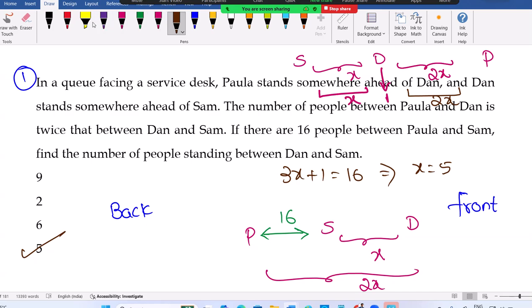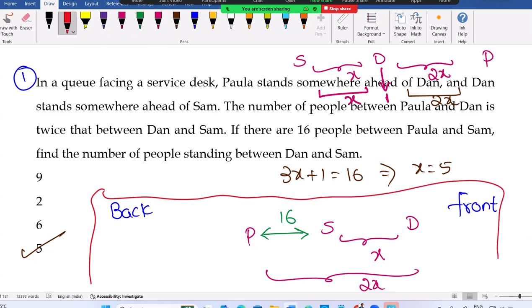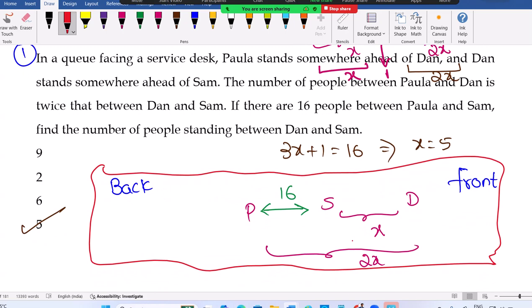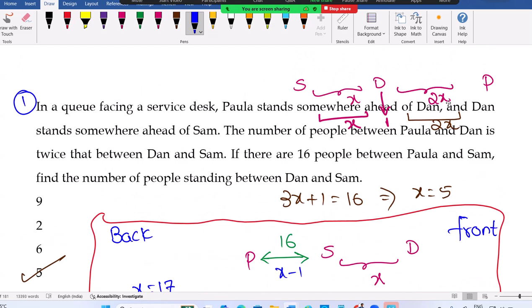I do agree there are two possibilities in this question, but using options this is eliminated. Why, sir? See, among 2x, here x gone, this is x plus 1. In fact, between these two is x minus 1. Why, sir? This is x minus 1. Sham is one more candidate, x. X plus x is 2x will satisfy. X minus 1 is 16 means x will be equal to 17. Between Dan and Sham, 17 is also actually one of the possibilities, but not there in the options. We eliminated this approach and we went for the other approach.